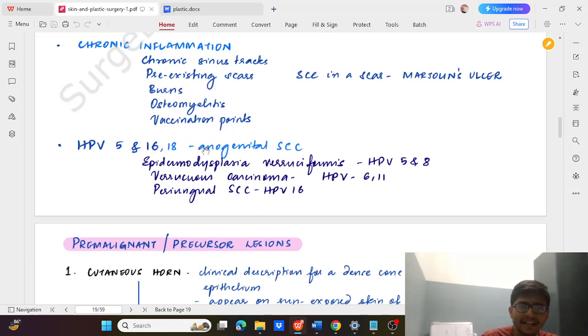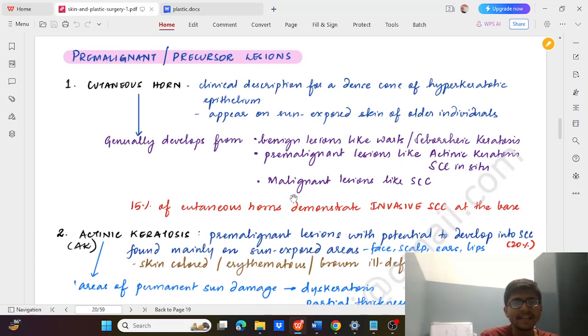HPV 5, 16 and 18 can cause anogenital SCC, and there are some disorders like epidermodysplasia verruciformis, which is caused by HPV 5 and 8, whereas verrucous carcinoma is HPV 6 and 11, and periungual SCC is due to HPV 16. So all these can cause anogenital SCC. So we'll see the pre-malignant precursor lesions in detail.